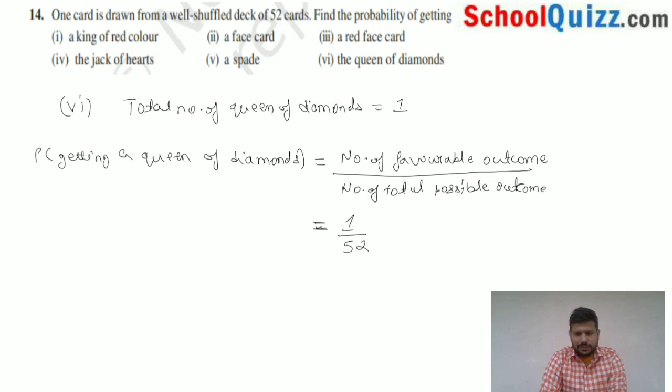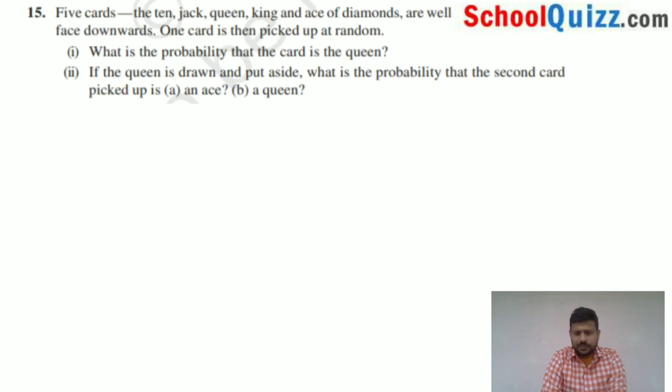Let us proceed to the next question now. Question number 15 states that we have 5 cards: 10, Jack, Queen, King and Ace of Diamonds. They all are well shuffled with their face downwards. One card is picked at random. Now what is the probability that the card drawn is the Queen?